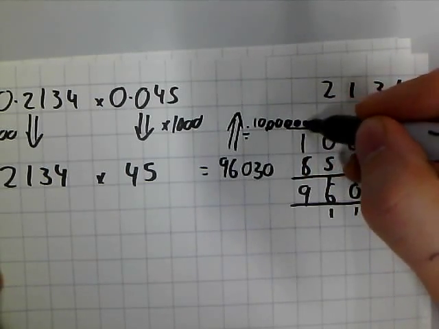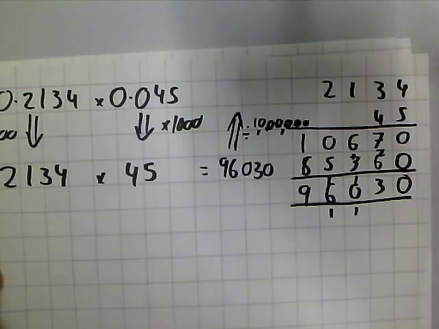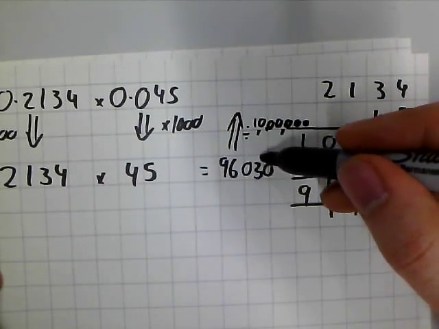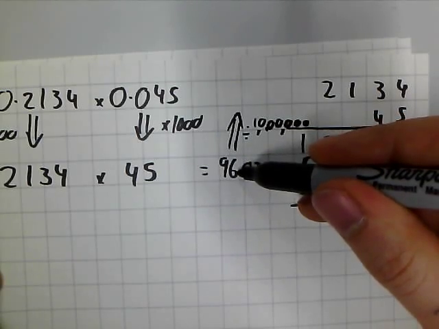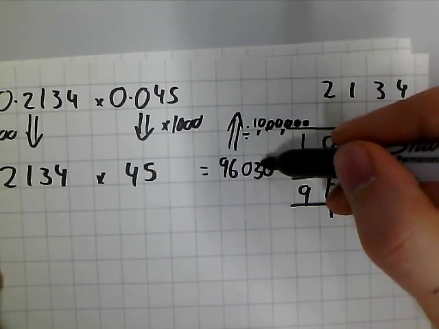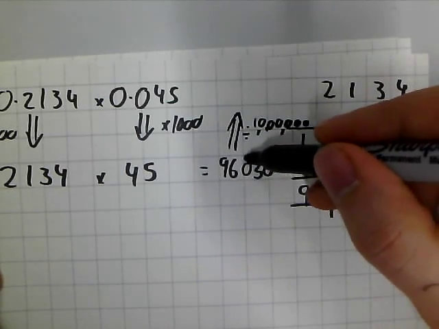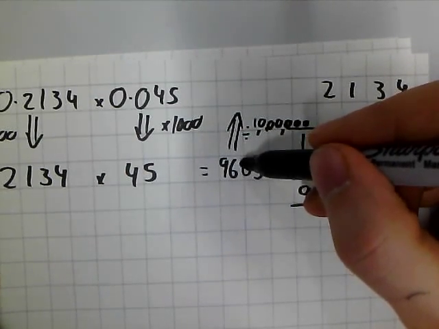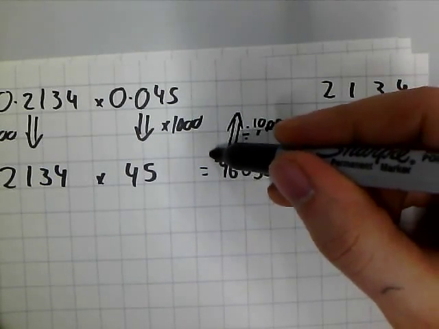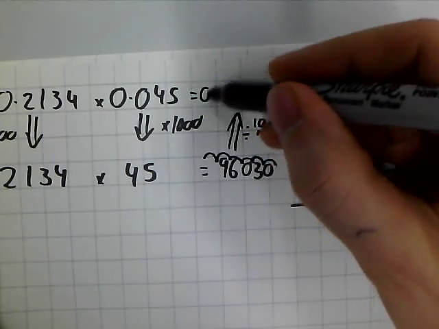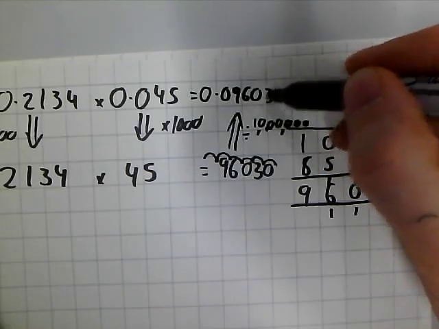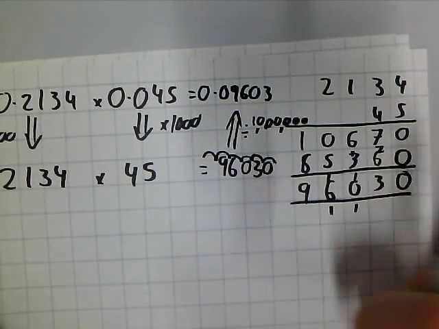So that's the same as dividing by a million. So that's going to be 0.09603. Okay, that was quite challenging there, so well done if you did those.